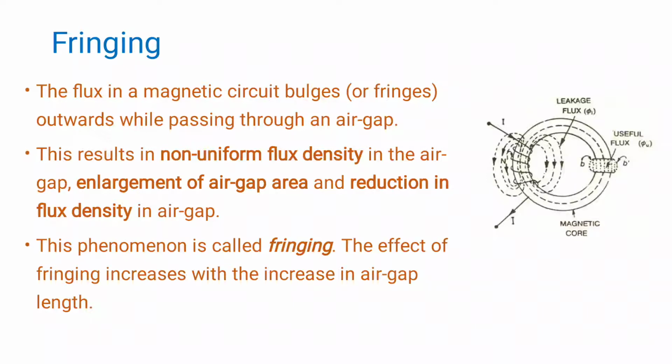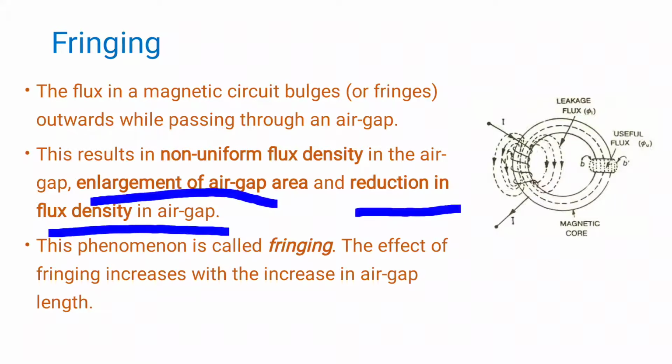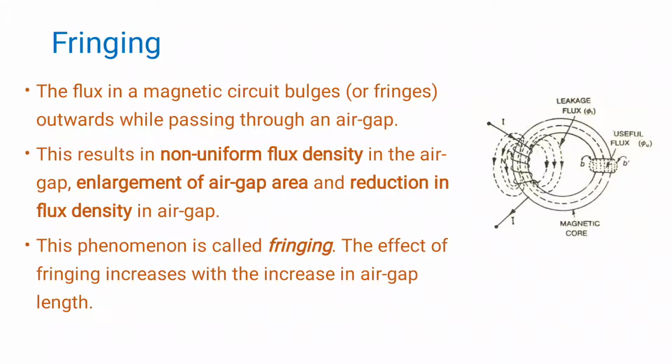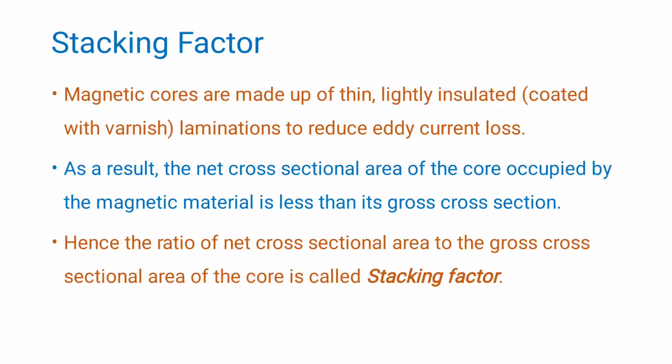So what is fringing? Flux in the magnetic circuit bulges out while passing through an air gap. That will result in non-uniform flux density in the air gap, resulting in enlargement of air gap area and reduction in the flux density in the air gap. This phenomenon is called fringing. It's a very important topic. It may be asked in 2 marks and in interview questions also.